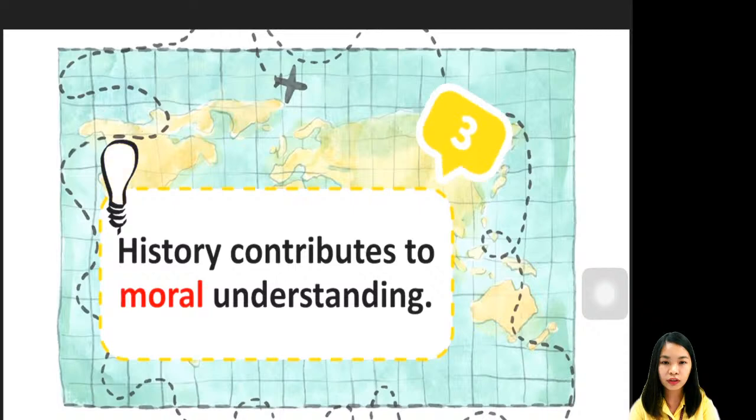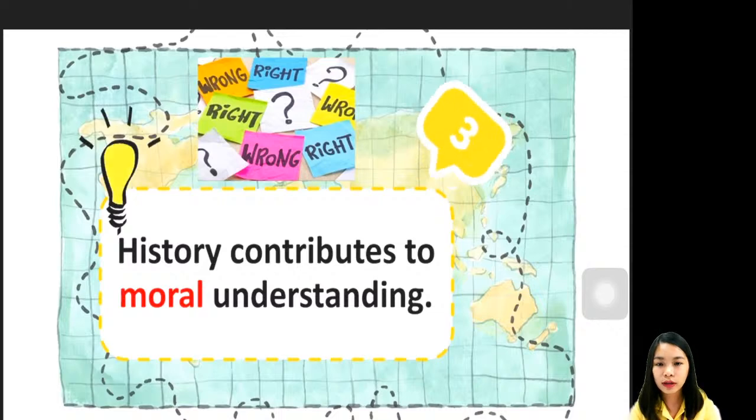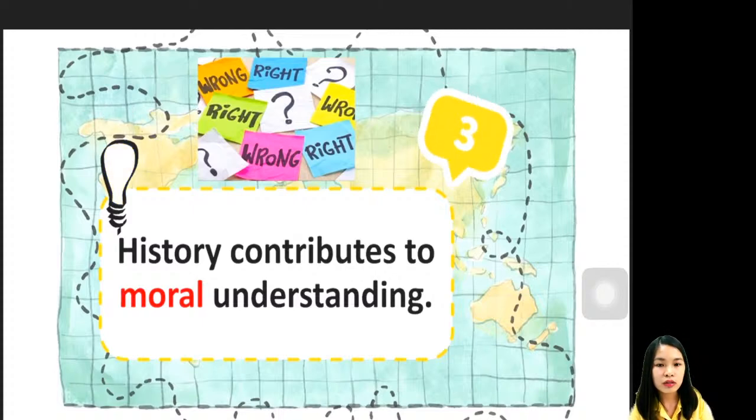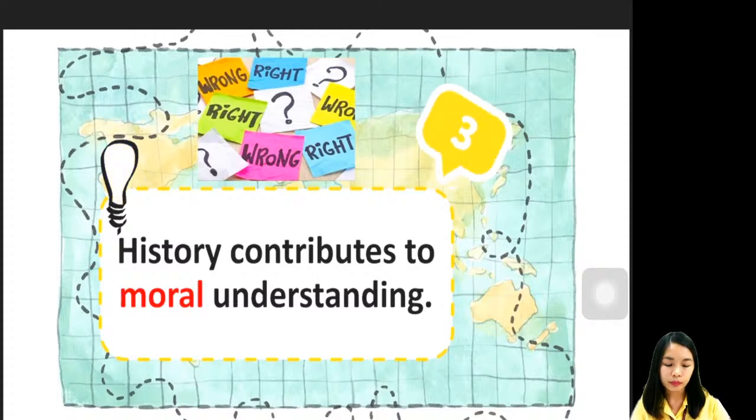Next, we have the third one: history contributes to moral understanding. So what do you mean by moral? When we say moral, it is identifying what is right or wrong. It talks about the standards of good behavior. So studying the stories of the people in the past allows the students, or the people, to learn from them and to be a better person in the future, because you get to learn some values and morals from those people in the past. Okay, so historical circumstances or historical events that happened in the past also, so through learning, internet is buffering.